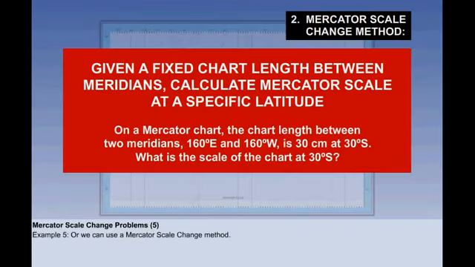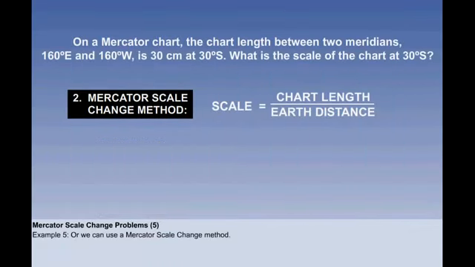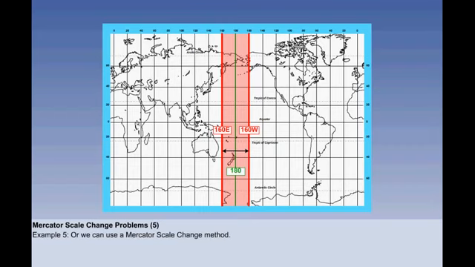Find the scale at the equator as a normal representative fraction and then convert it to the scale at 30 south, like this. Firstly, find the scale at the equator. Write down the normal representative fraction equation. Representative fraction equals chart length over Earth distance. The meridians of a Mercator chart are parallel. If the chart length between two of them is 30 centimeters at 30 south, it will also be 30 centimeters at the equator.